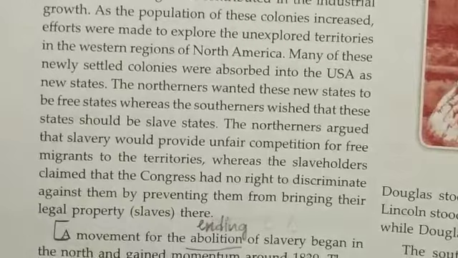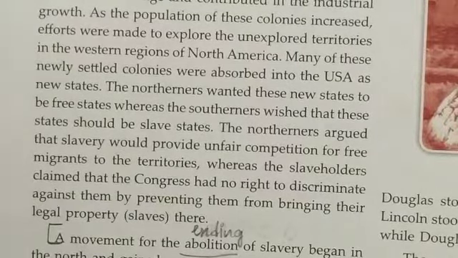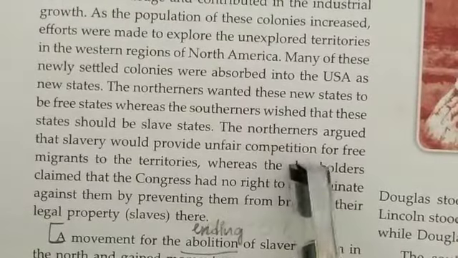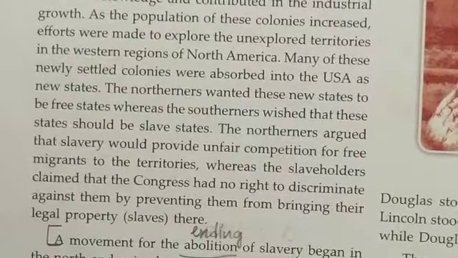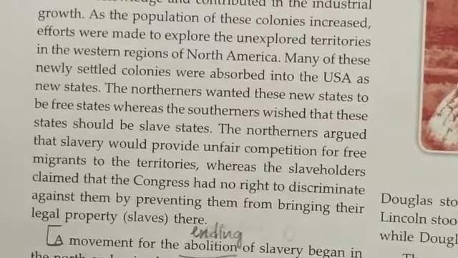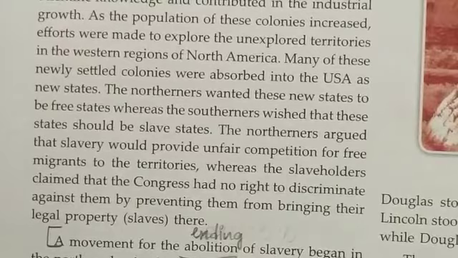Now, according to the Northerners, they believed that slavery would be an unfair competition. Unfair competition is a word which is used in business. It's a business term, and it means a wrong business practice. So according to the people of Northern America, they believed that slavery was a wrong business practice against the migrants who came to these territories.